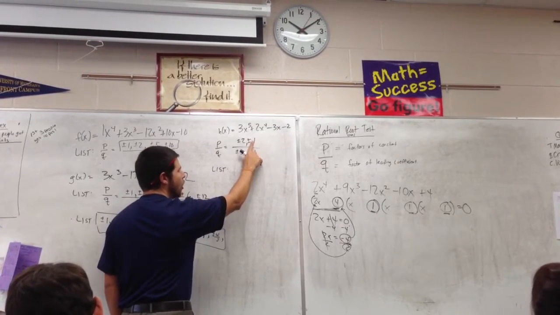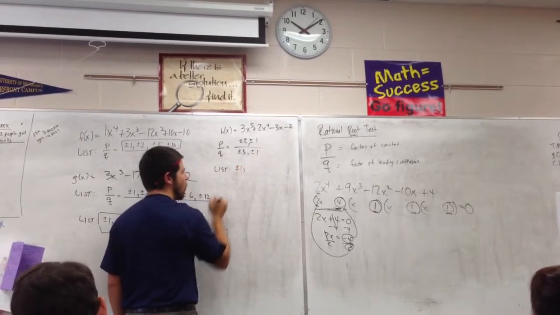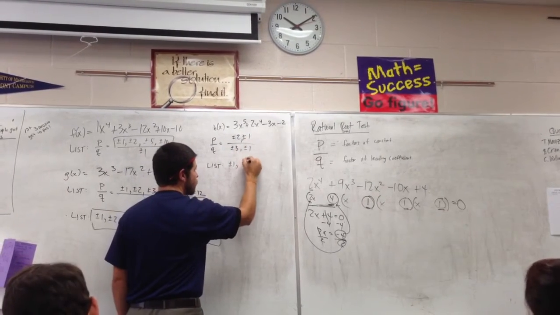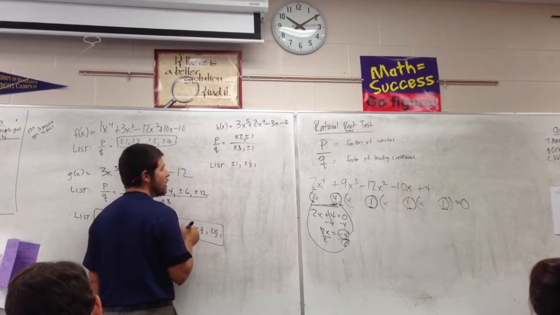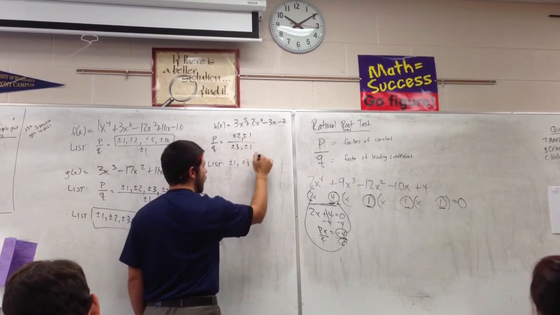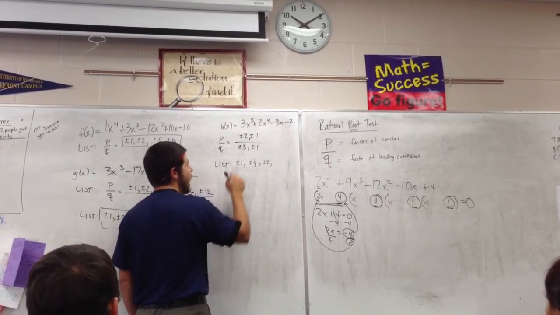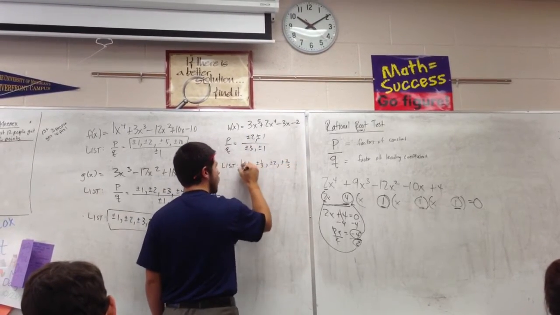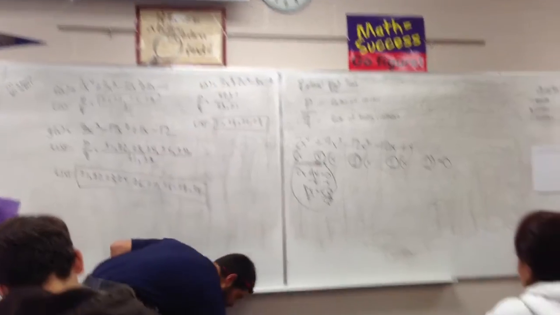Plus or minus 1 over plus or minus 1 is plus or minus 1. Plus or minus 1 over plus or minus 3 is plus or minus 1/3. Plus or minus 2 over plus or minus 1 is plus or minus 2. And plus or minus 2 over plus or minus 3 is plus or minus 2/3. There's my list.